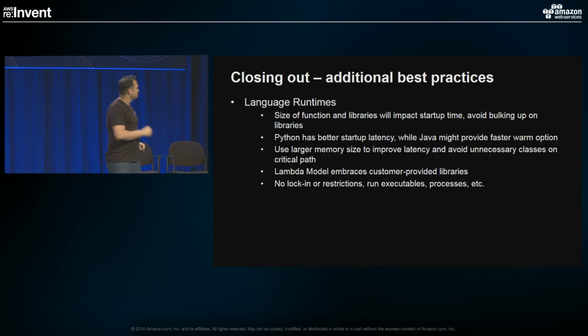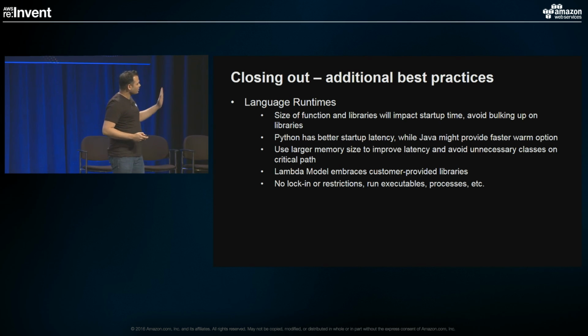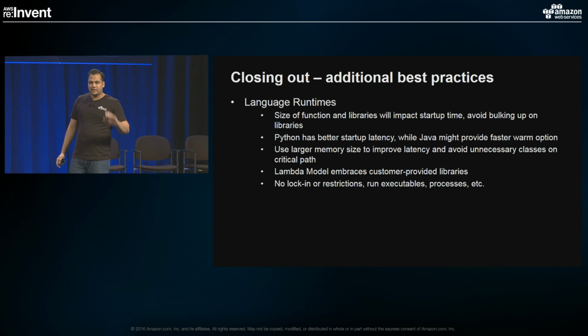If you have your own libraries, or libraries from different parts of your organization that you want to use, you can use them as part of your Lambda library as well. There are no restrictions in terms of what you can do with Lambda. As long as you have code or a process that is executing within that 5-minute maximum timeline, in any of the supported languages, you can use Lambda.